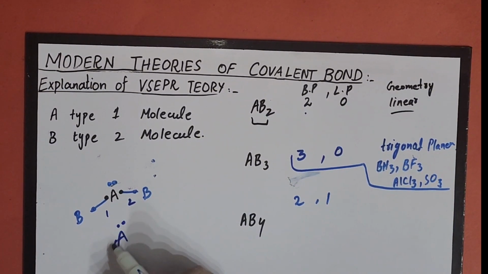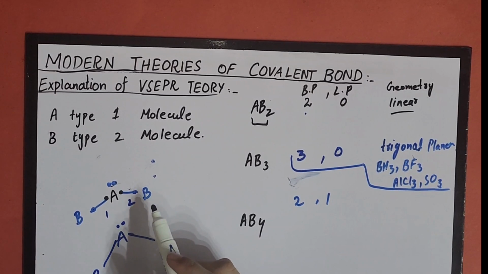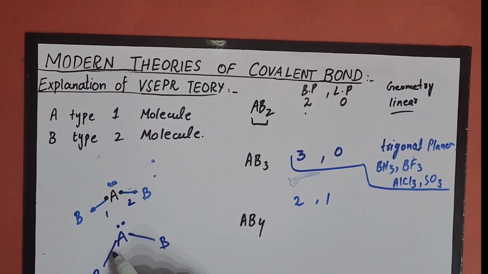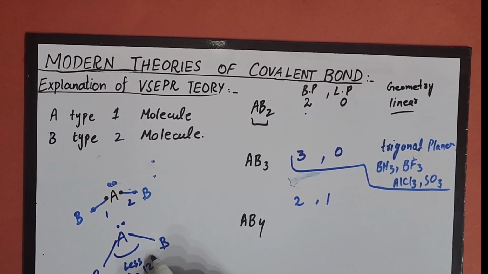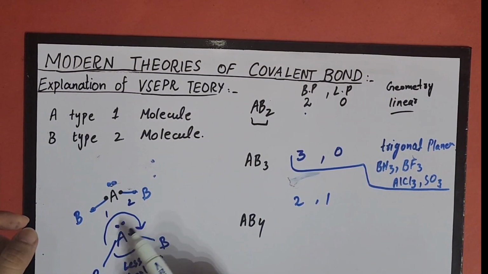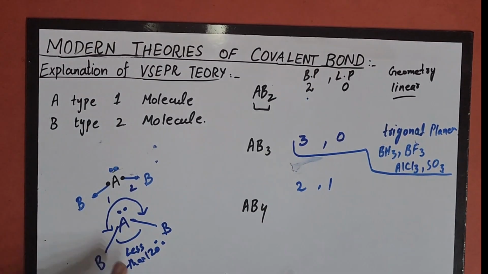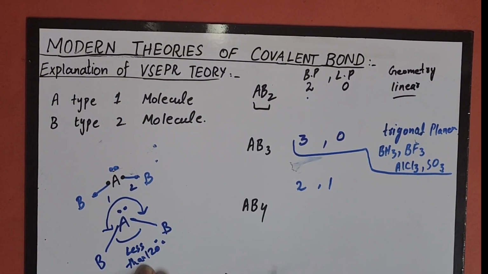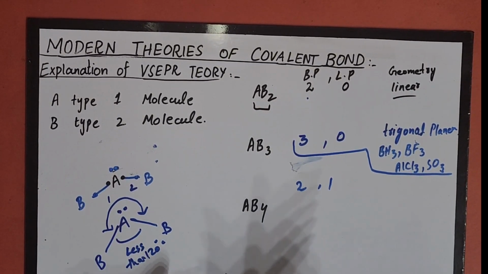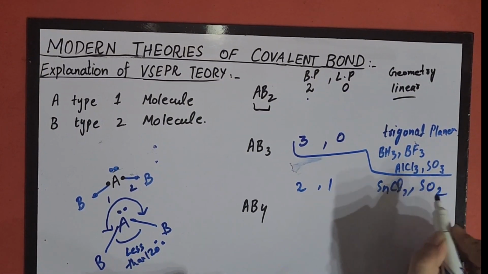A, with B particles attached, and the angle is less than 120. The whole area is covered by the lone pair, because you know a lone pair occupies more area than a bond pair. So the angle between two bond pairs is less than 120. So these examples are SnCl2 and SO2.